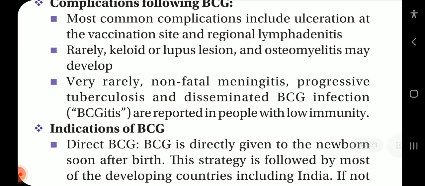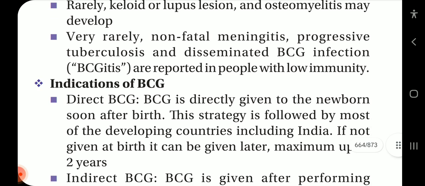Complications following BCG. The most common complications include ulceration at the vaccination site and regional lymphadenitis. Rarely, keloid or lupus lesion and osteomyelitis may develop. Very rarely, non-fatal meningitis, progressive tuberculosis and disseminated BCG infection, BCGitis, are reported in people with low immunity.